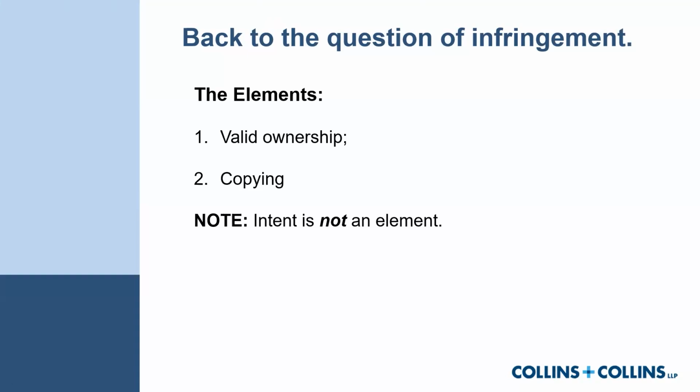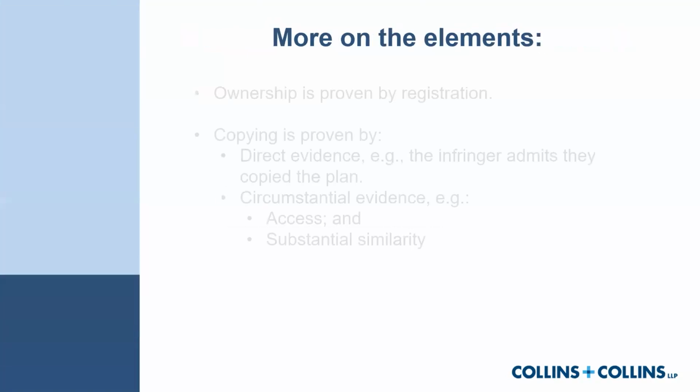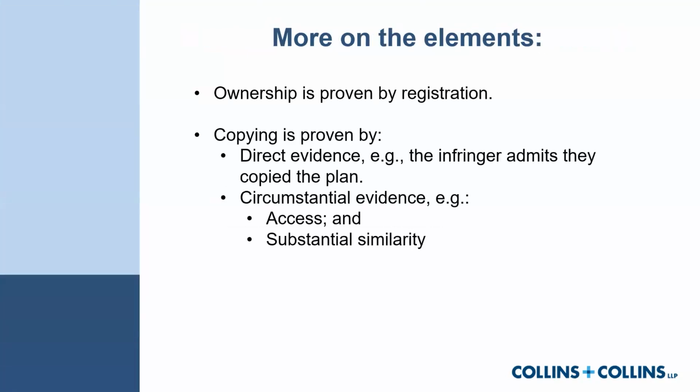One thing we did want to note is that intent, what the person intended, is not actually very relevant. It's not an element here. So more on these elements. Ownership is proven by registration. Like I said, it's proven on the documents. Were you the original owner? Do you have the necessary paperwork to prove that a transfer occurred, that a gift occurred, all those types of things? And copying is proven by a couple of different methods.